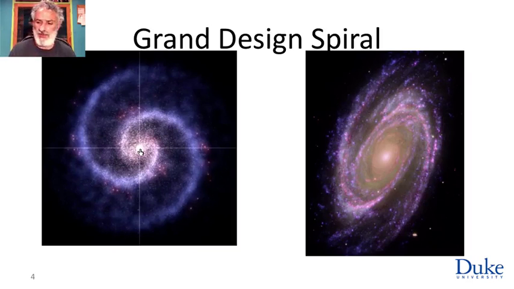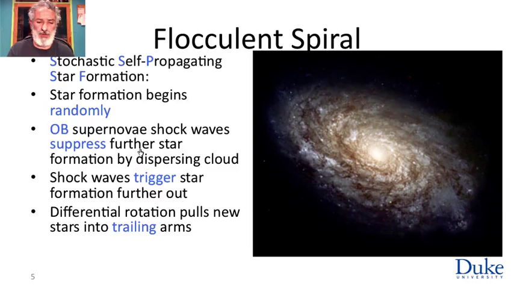It's a little more difficult when you come to describe what is called a flocculent spiral, like NGC 4414 over here, where the spiral structure is less coherent. And the model that may play a part in describing the spiral structure, which nonetheless is present here, may be a model called SSPSF, for stochastic self-propagating star formation, proposed by Mueller and Arnett in 1976. And the idea is that star formation begins in a roughly uniform disk randomly. At some point, stars begin to form.